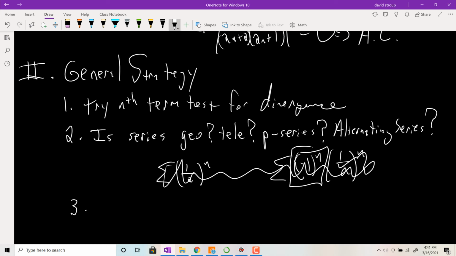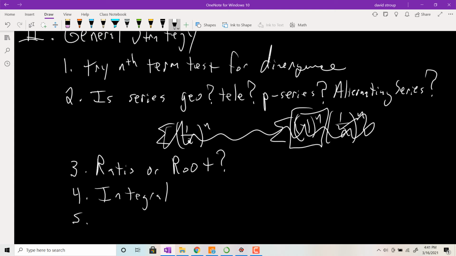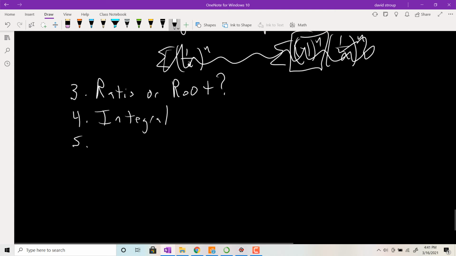Once you look at those and you say, okay, maybe it's not going to work, then you try the ratio test or the root test. And if those aren't working, go to the higher powered tests. So the integral test is pretty straightforward, but it does take time. Then the comparison test you leave for last. So can I do one of the comparison tests? So direct or limit comparison.